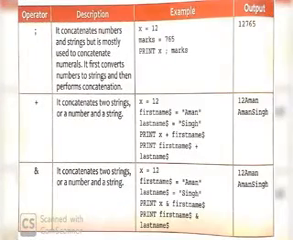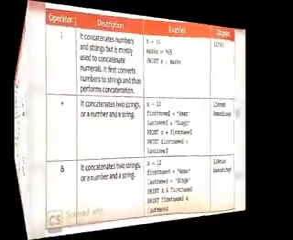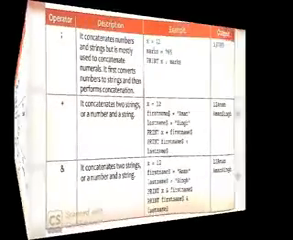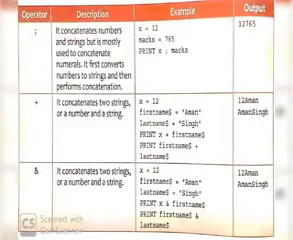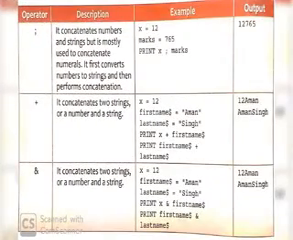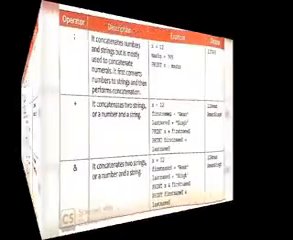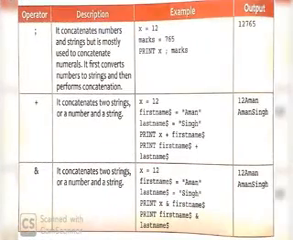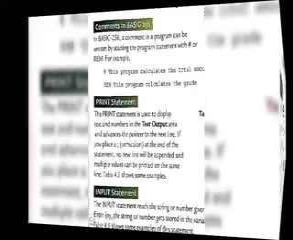The next part is explained by example. So you can see the description part and the operators: semicolon, plus and ampersand. These 3 symbols are sometimes used in programming. For example, x is equal to 12, marks is equal to 765. If I give the command print x followed by semicolon marks, then the output will be 12765. Means the value of x followed by the marks will be printed.